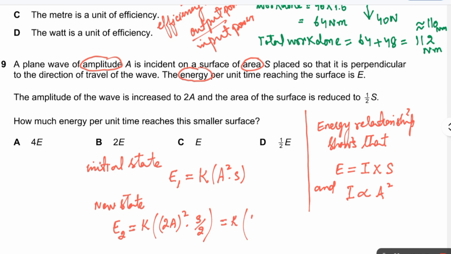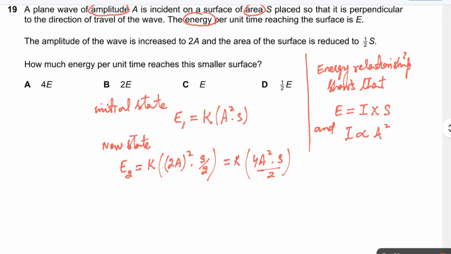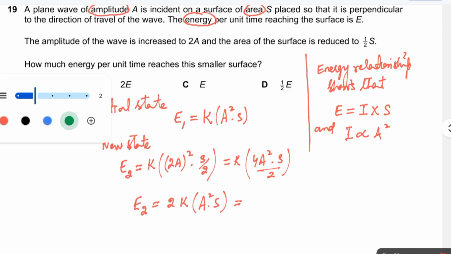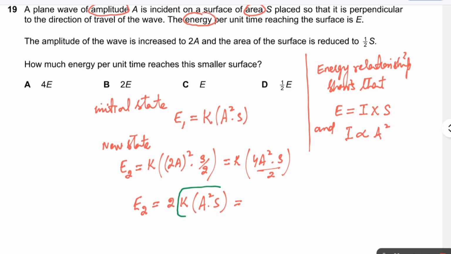What is this part? This is 4A square multiplied by S divided by 2. So can we represent it? That is E2 equal to, this will become 2K A square dot S. We can easily find it. This one part is the initial state. Is it the initial state? So what can we write? This is 2 and this is the initial state, that is E1.